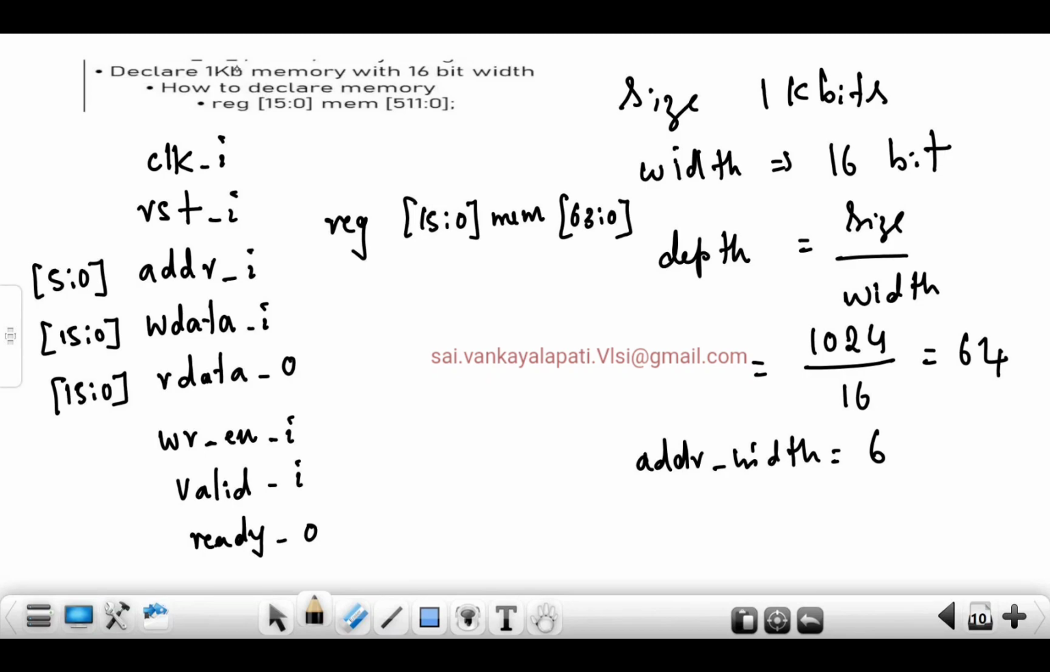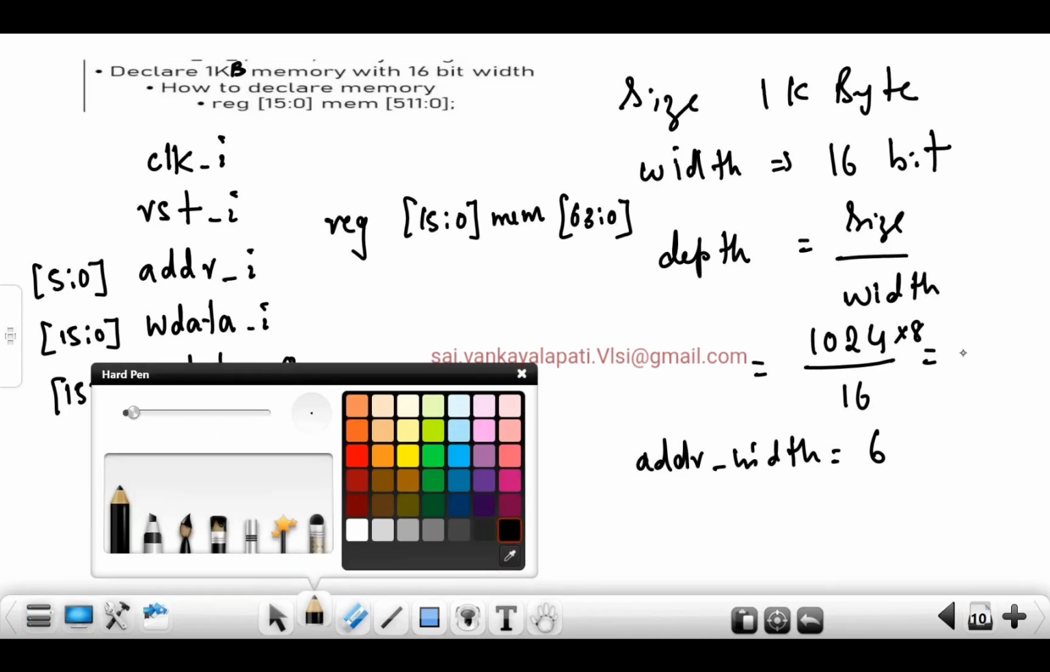If I'm considering this as kilobytes, 1 KB, then what is the depth of this? 1024 divided by 16, how much will I get? 512. So in this example, they are considering 1 kilobyte, in bytes, not bits. 1 kilobyte means the size is nothing but 1024 into 8. Then the depth becomes 512.